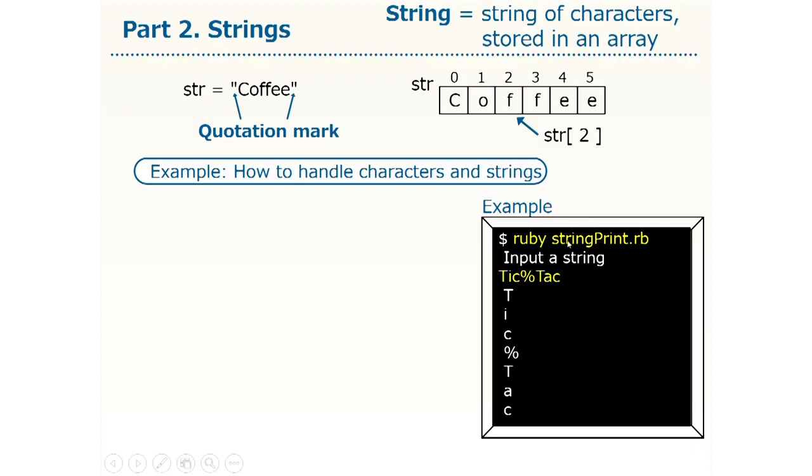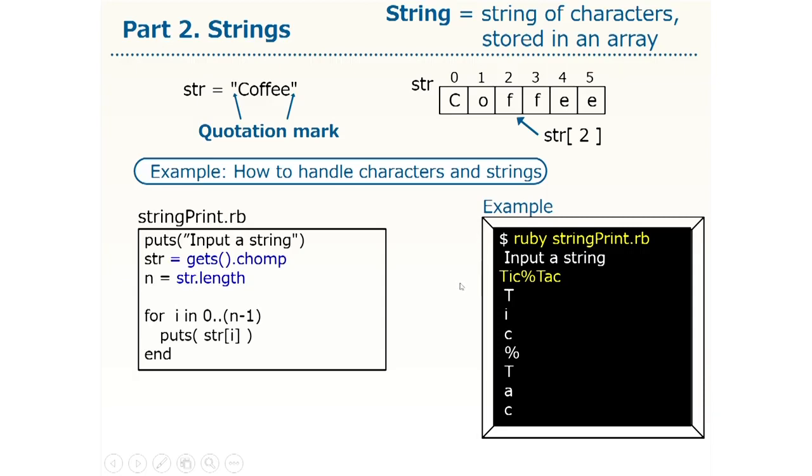By the way, recall that in this lecture, I'm using yellow characters for those to be typed by the human, while white characters are outputs from the computer. Now, let's go ahead and take a look at the program. This is it. Let's examine the program from the first line. The first statement is the puts command. By this command, the message "input a string" is displayed on the screen. That is, the computer asks the human to enter a string.